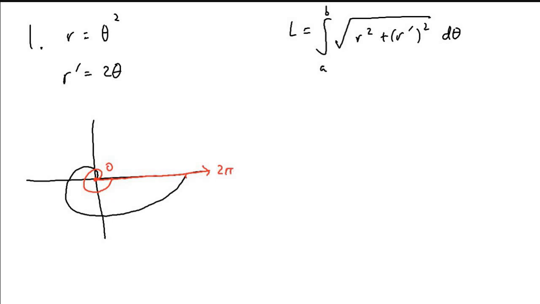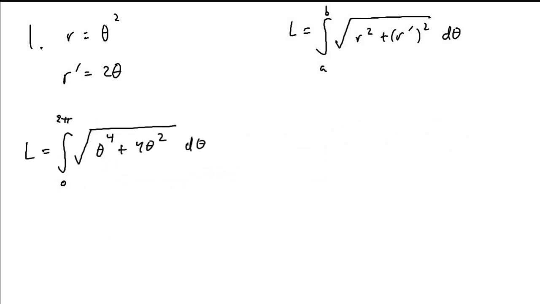So in order to write the formula, the length of this specific polar curve is going to be equal to the integral from a, which is 0, because that is our starting point, all the way to our b value, which is 2 pi, of the square root of r squared. So if r is equal to theta squared, then r squared is going to be equal to theta to the 4th power, plus r prime squared. So if r prime is 2 theta, then square that and you get 4 theta squared. The square root of that d theta.